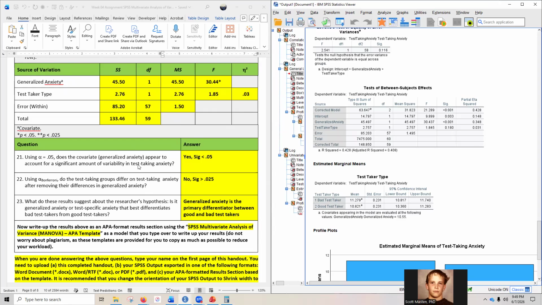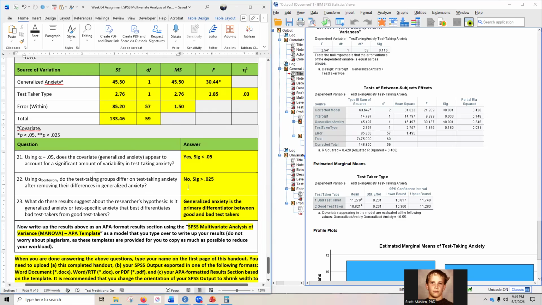So second one, using our alpha Bonferroni, do the test-taking groups differ on test-taking anxiety after removing their differences in generalized anxiety? And the answer there is no, there's no difference. So our sig here was not less than 0.025. There was no significant difference between the test taker types, that is good and bad test takers, on test taking anxiety after you removed differences between those groups in generalized anxiety. So no, there is no significant difference.